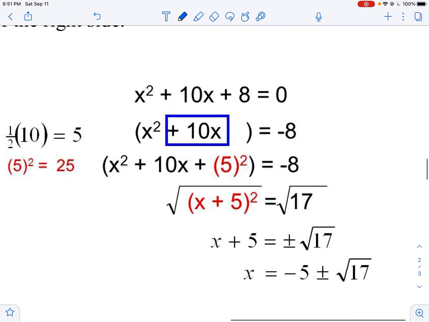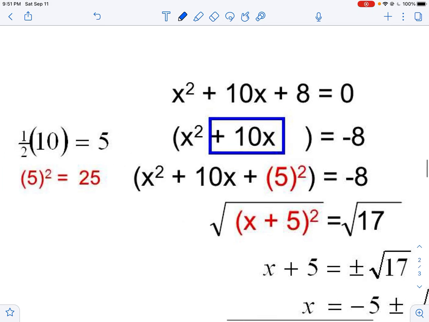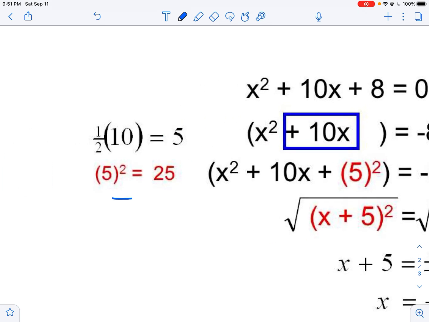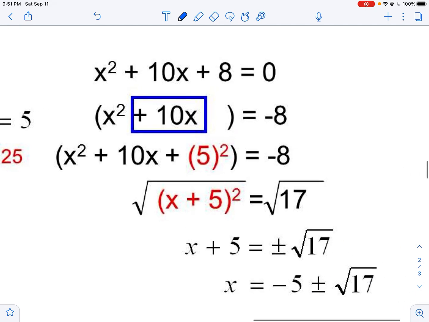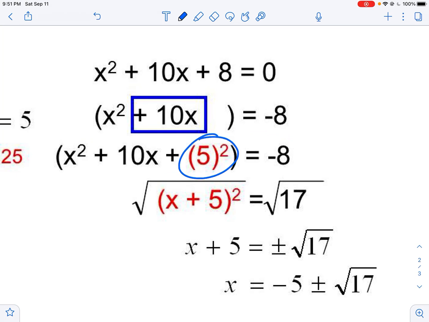Let's jump over to another example here. This one's not really factorable because there are no integer factors of 8 that add to 10. So we are going to take this 8 and put it on the other side by subtracting it over. And then I'm going to take this b term, the 10. You cut it in half, makes 5. You square it, you get 25, and you're going to add 25 to both sides of the equation. When you add 25 over here, it makes it 17.